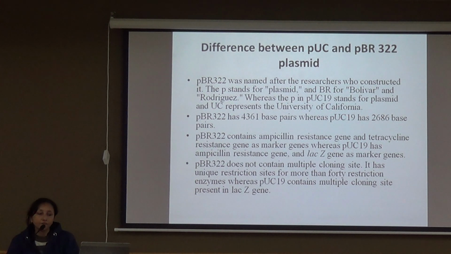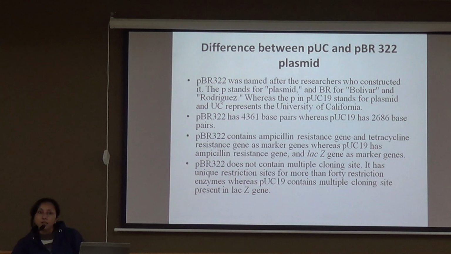4,361 base pairs, whereas pUC19 has 2,686 base pairs. pBR322 contains ampicillin resistance gene and tetracycline resistance gene as marker genes, whereas pUC19 has ampicillin resistance gene and lacZ gene as marker genes. Now what are marker genes? Why do we need to use them in our vectors?